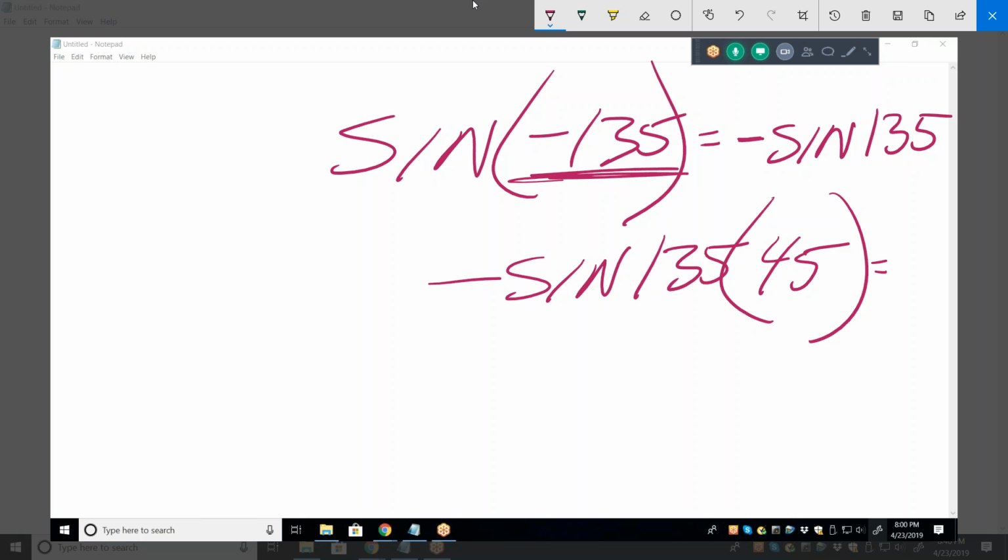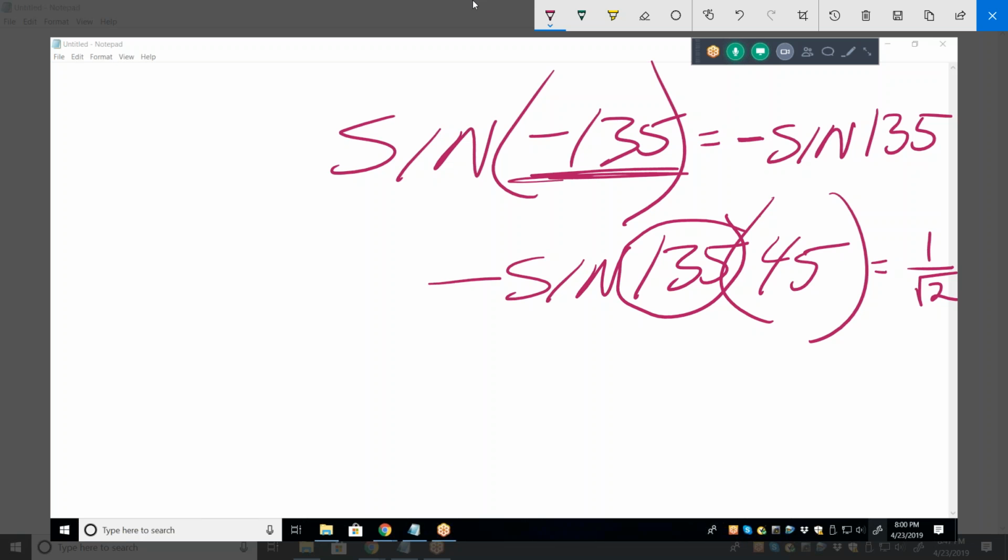Oh, we just did this. It's 1 over square root of 2. Okay. Now, we're talking about 135. Which quadrant is that in? The second. So what is the sine in the second? Negative. No, it's positive. Or, All Students Take Calculus, okay?